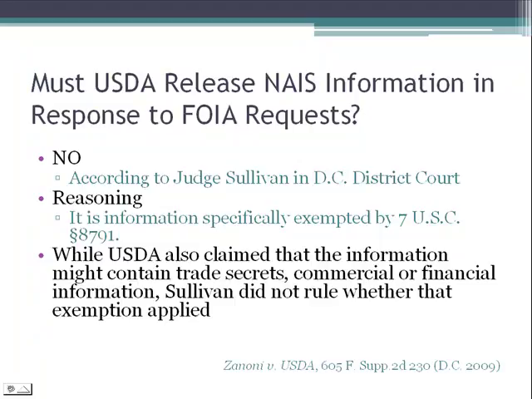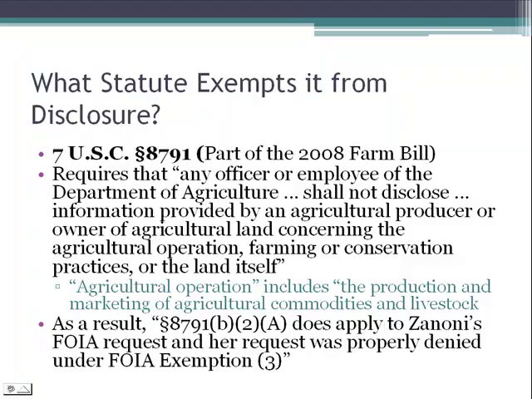So the statute is 7 U.S.C. section 8791, and it requires that any officer or employee of the Department of Agriculture shall not disclose information provided by an agricultural producer or owner of ag land concerning the ag operation, farming, or conservation practices, or the land itself. An agricultural operation is defined broadly enough that NAIS information would probably, and in this case did, fall under this exception. As a result, the judge held that this law does apply to the request, and the request was properly denied. In other words, this law says that USDA cannot release NAIS information.